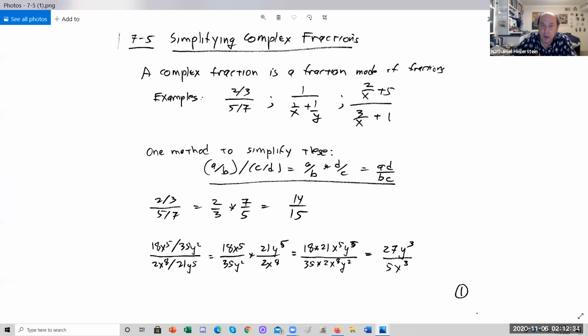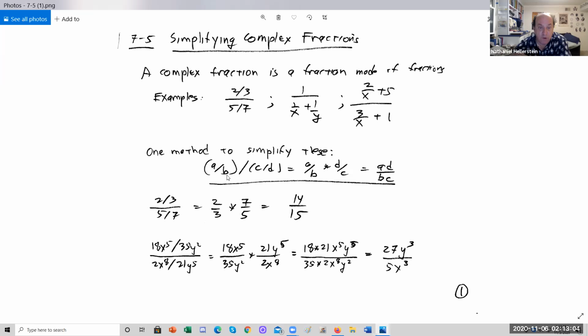So, for today, simplifying complex fractions. A complex fraction is a fraction made of fractions. Here's 2/3 divided by 5/7. Here's the reciprocal of sum of reciprocals, an operation I call reduction, and there's an extra credit set for it in the extra credit module. Here's 2 over x plus 5, all divided by 3 over x plus 1. The idea is we can simplify these by reducing them to a simple fraction.